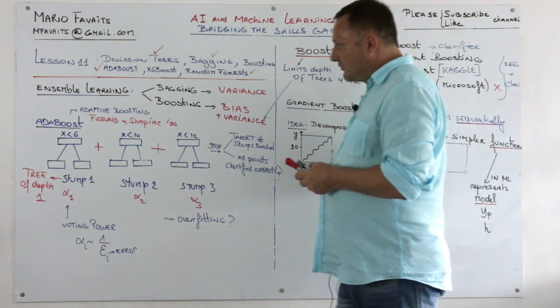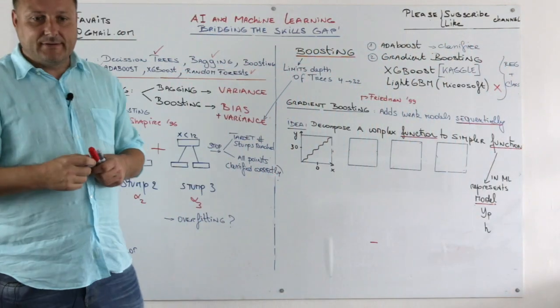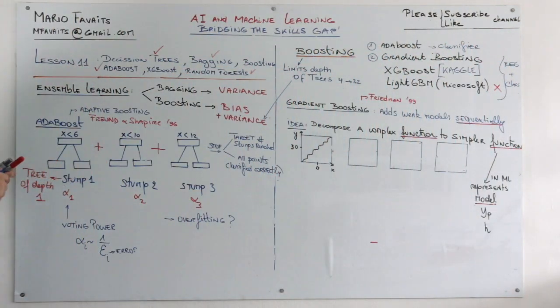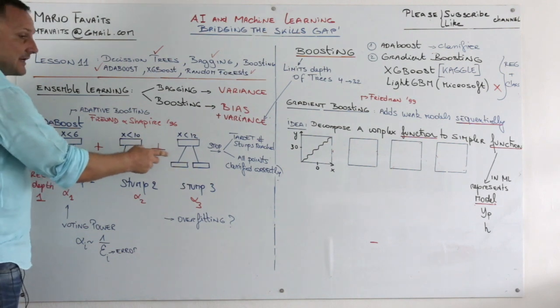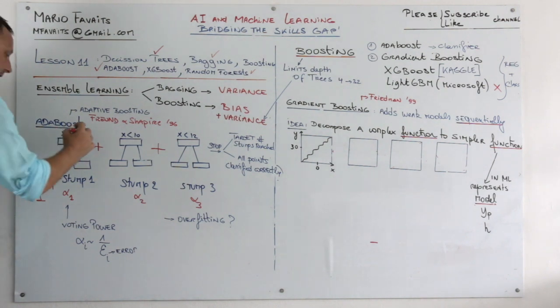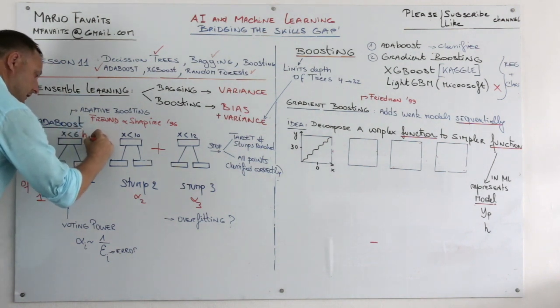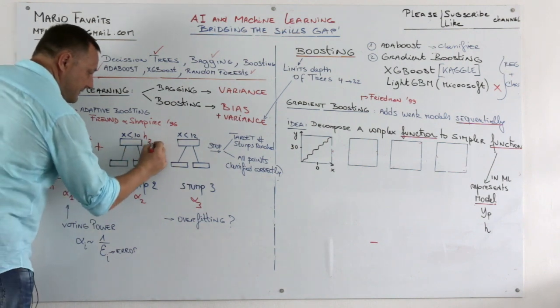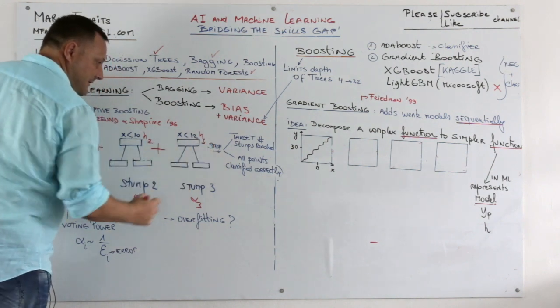And how does AdaBoost work? Well, AdaBoost is adaptive boosting, developed by Freund and Schapire in '96. And what you basically do is you take a set of weak learners or classifiers. These weak classifiers are stumps. What are stumps? Well, these are trees of depth 1. So this is my classifier H1, this is H2, this is H3.